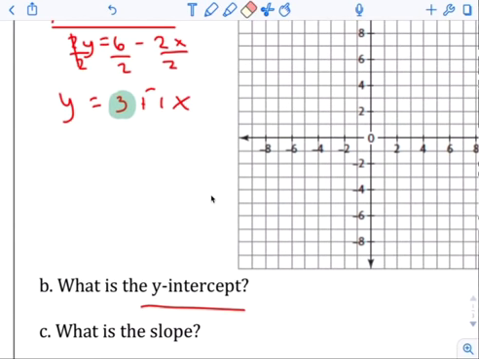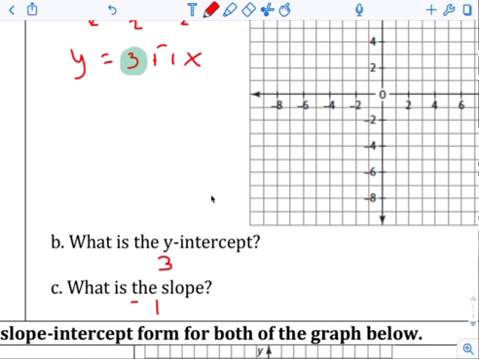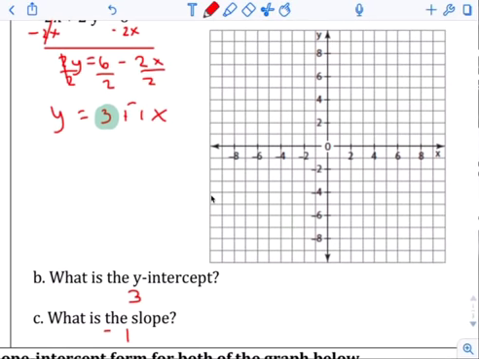Y-intercept is 3. Slope is -1. Like that. Go the other way.